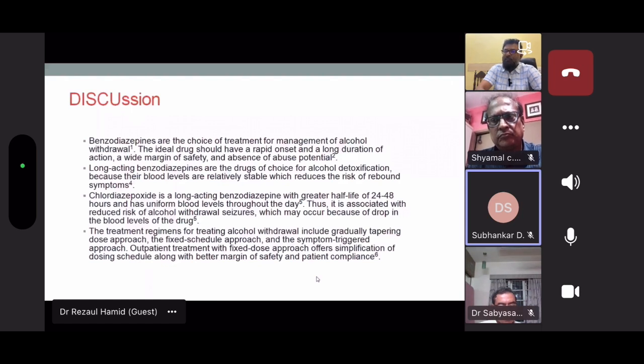Long-acting benzodiazepines are the drugs of choice for alcohol detoxification, because their blood levels are relatively stable and reduce the risk of rebound symptoms. The most important thing is that rebound symptoms are the mechanism of getting withdrawal seizures. Chlordiazepoxide is a long-acting benzodiazepine with a greater half-life, 24 to 48 hours, and has a uniform blood level throughout the day. Thus, it is associated with a very reduced risk of alcohol withdrawal seizure, which may occur because of a drop in blood level of the drug.